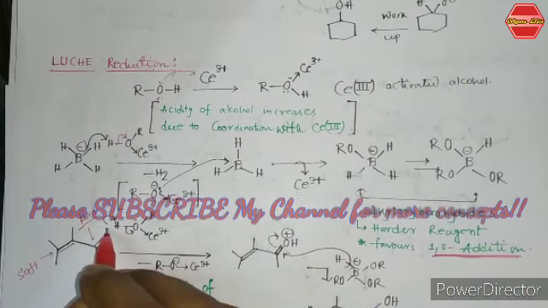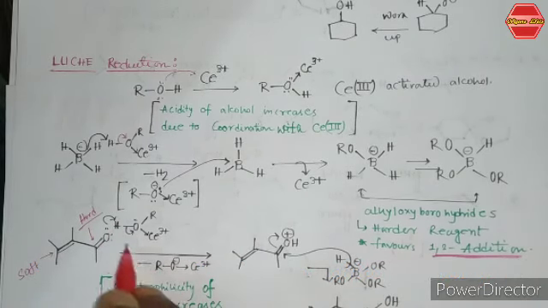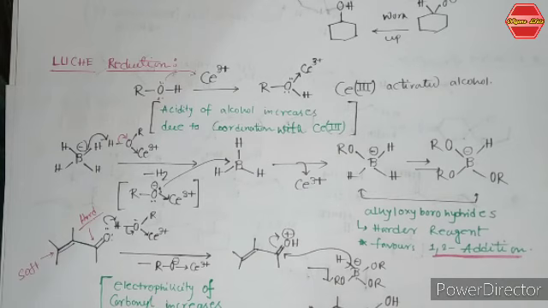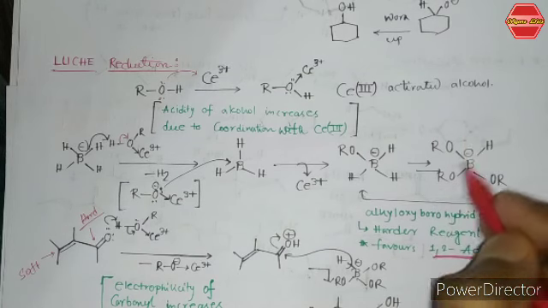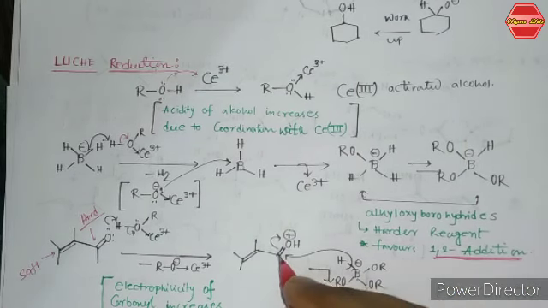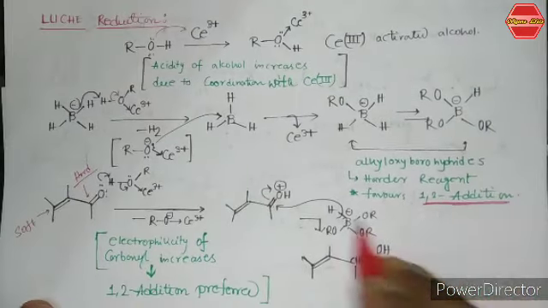Now see, this oxygen has a lone pair of electrons. This takes a proton from here, and it goes back to the oxygen with the negative charge, and the hydride which we are getting from this system generally attacks this ketone, and we get the final alcohol product. Okay, that is why we selectively reduce this one.